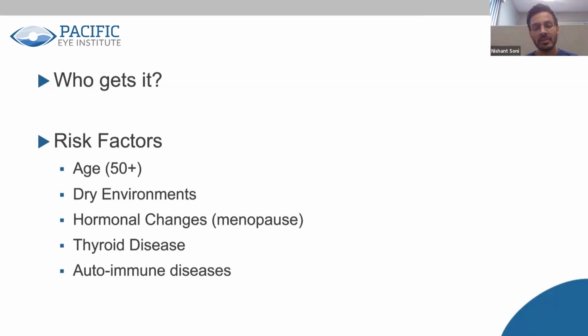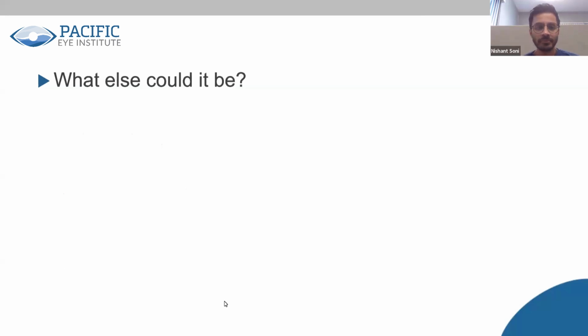And as I mentioned, there are other diseases that affect the rest of your body that can cause dry eyes, and those are autoimmune diseases. An example of that is rheumatoid arthritis, and another example is lupus. So those are other diseases that can lead to dry eyes.